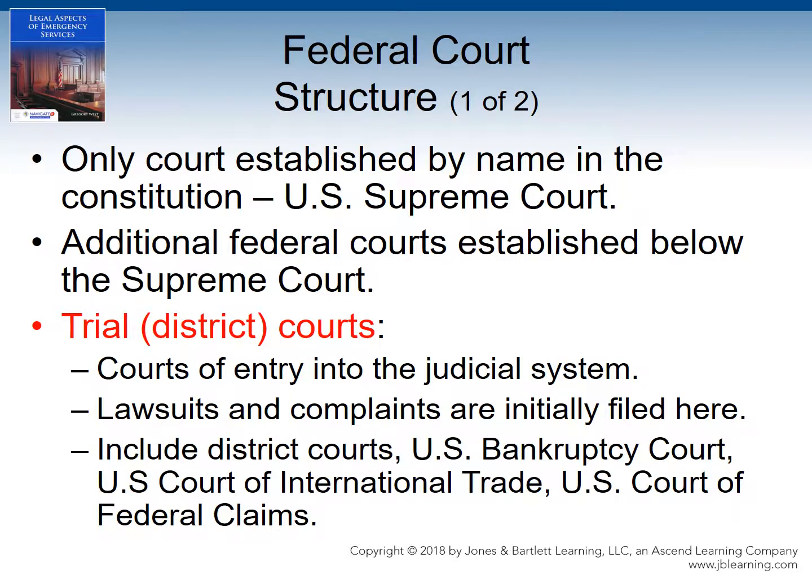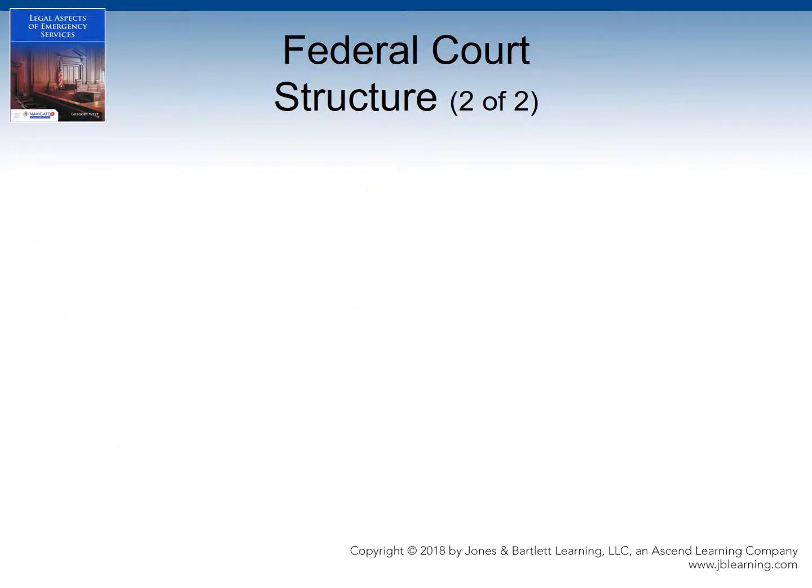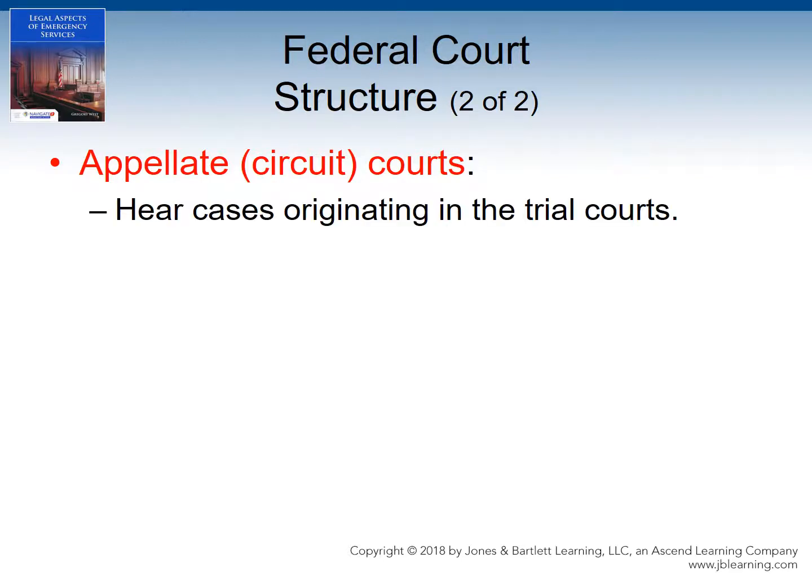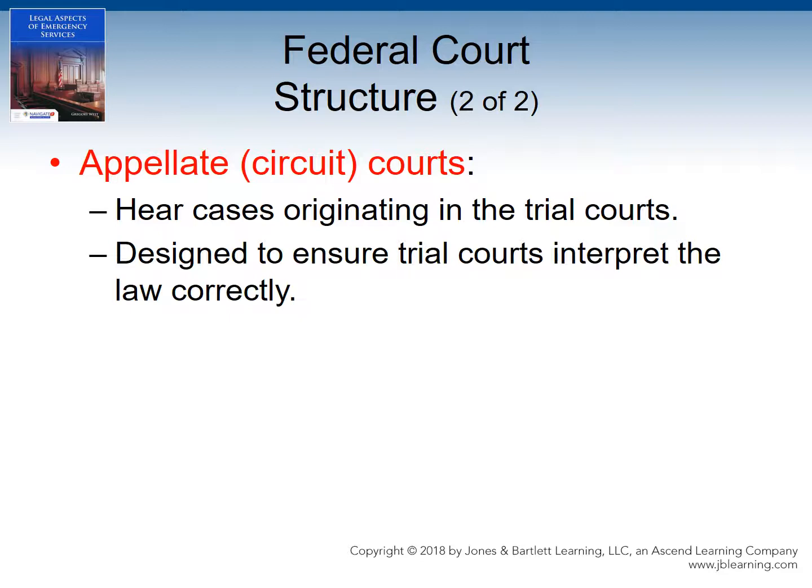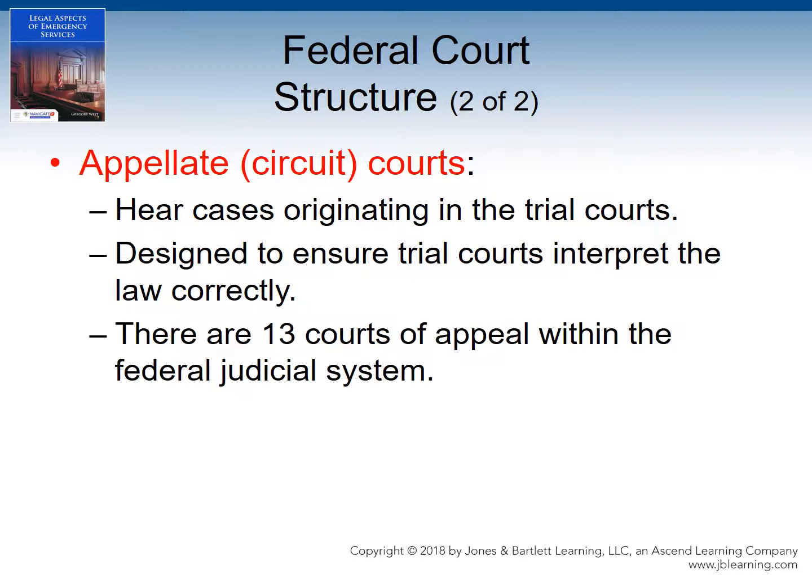In addition to these district courts, there are courts established at the federal level for handling bankruptcies, claims against the United States, and international trade. If there is a dispute as to the correct application of law by a trial court, the next stop in the federal court system is an appellate court. These circuit courts hear cases that originate in the trial courts with the purpose of ensuring the district courts within the circuit are interpreting the law correctly. There are 13 circuit courts within the federal system.